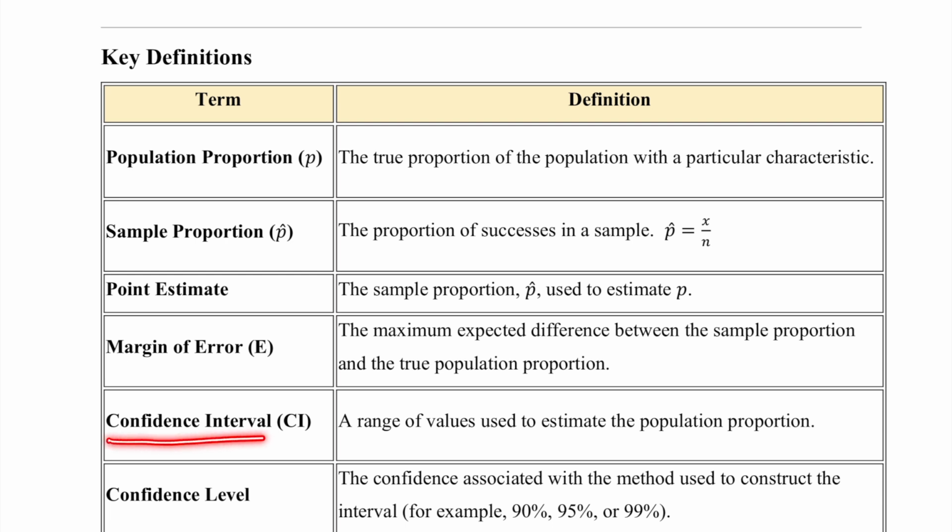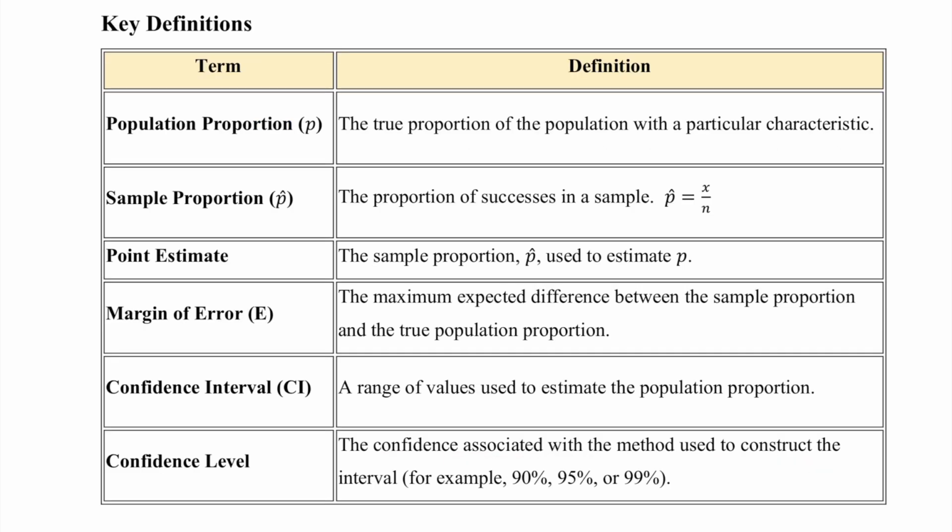Confidence interval is the range of values used to estimate the population proportion. And finally, the confidence level tells us how confident we are in the method used to construct the confidence interval. The most common confidence levels are 90%, 95%, and 99%.